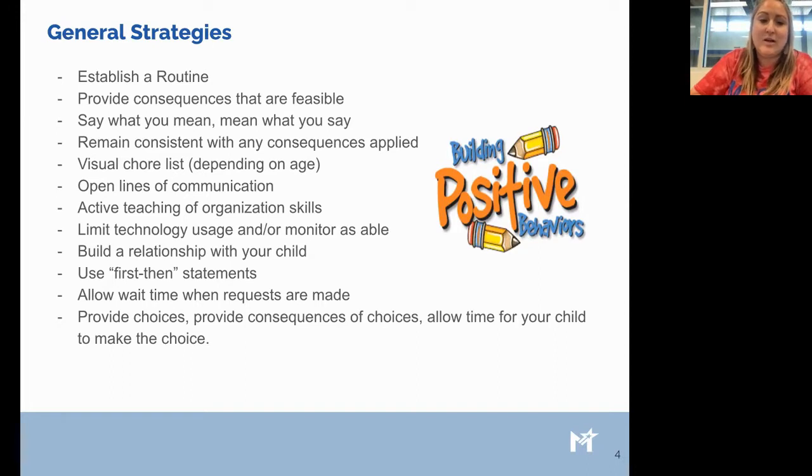This next one seems obvious, but just building a relationship with your child, getting to know them, and then building that trust, and then that further opens those lines of communication.